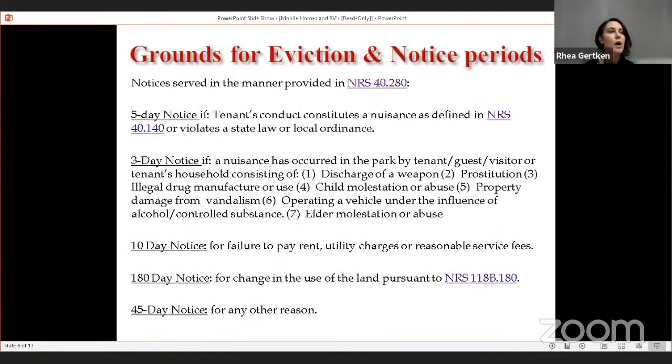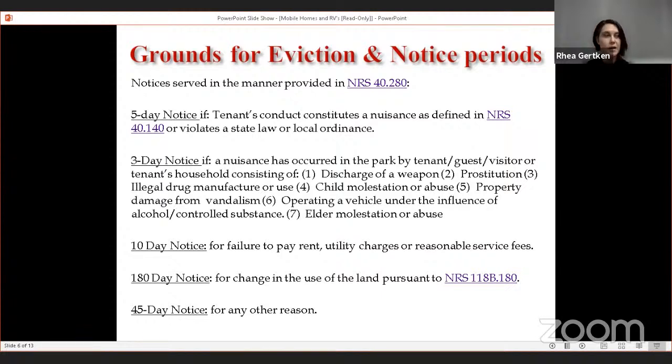Okay. So we've been saying that Chapter 40 governs the eviction process. That includes service of notice under Chapter 40.280. And then there are different notice periods. You have a 5-day notice for a nuisance as defined in Chapter 40, what constitutes a nuisance. There's a 3-day nuisance notice for specific issues, things like discharging a weapon, illegal drug manufacture, and some more heightened nuisance behavior. But generally for general nuisances, we're talking a 5-day notice.